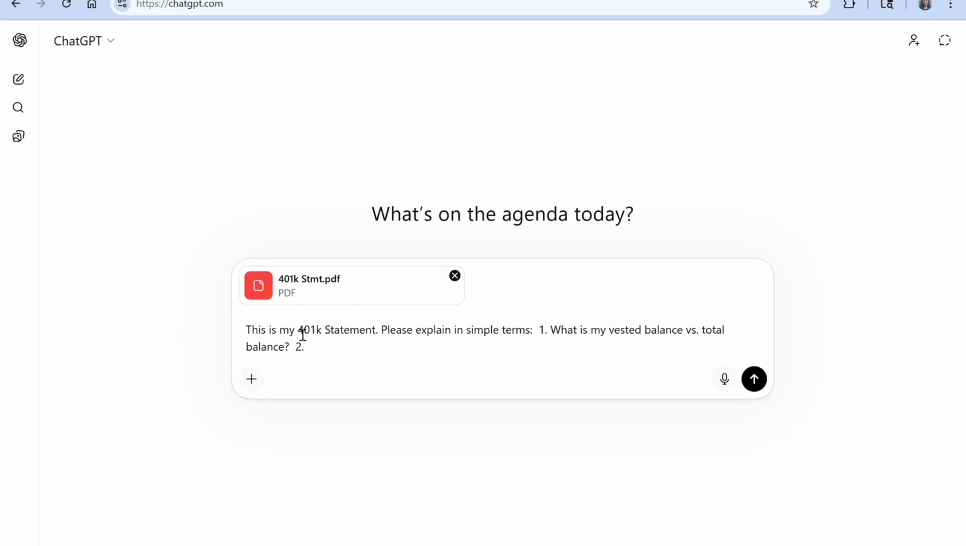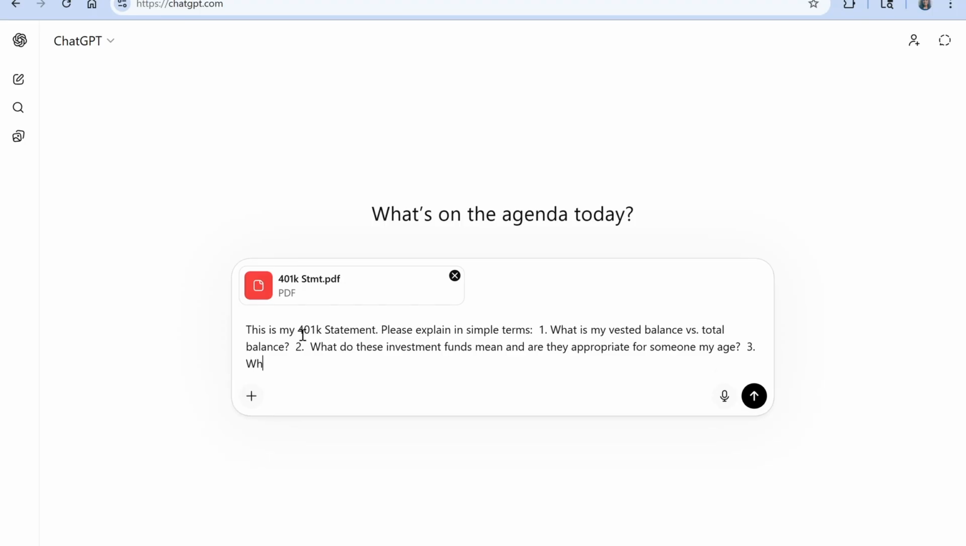Then 2, I wanted to know, what do these investment funds mean, and are they appropriate for someone my age. That is very important to know, especially if you're getting closer to retirement age.